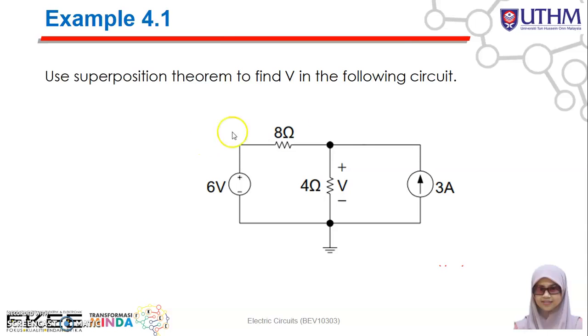Example 4.1. Based on this circuit, use the superposition theorem to find V. So you need to find the voltage across the 4 ohm resistor. Here you have independent sources: a voltage supply of 6 volt and a current source of 3 ampere. In order to use the superposition theorem, you need to turn off the sources one by one. First of all, you turn off your voltage supply, and after that you turn off your current supply.